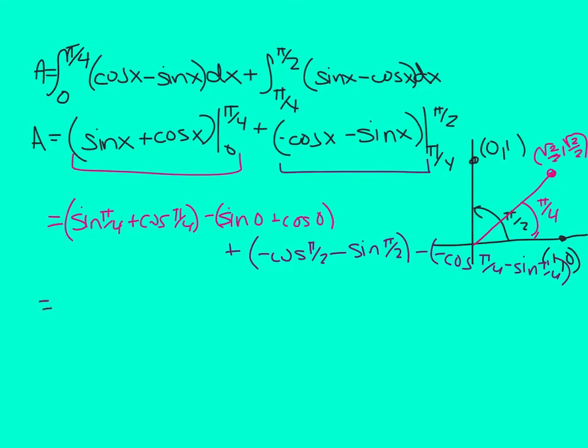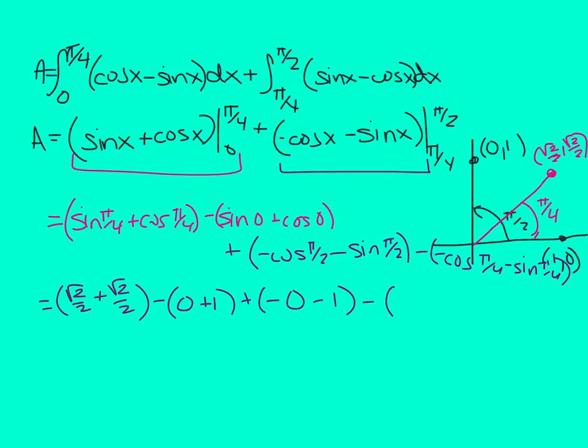So sine of pi over 4 is radical 2 over 2. Cosine of pi over 4 is radical 2 over 2. That's my first parenthesis. Second parenthesis, sine of 0 is 0. Cosine of 0 is 1. My third parenthesis, I have negative cosine of pi over 2. That's actually going to be 0. You don't have to write negative 0, but it is 0. Then I get minus sine of pi over 2 is 1.